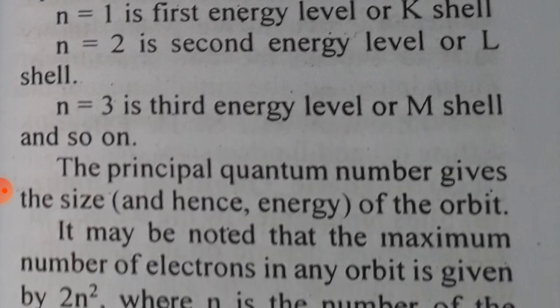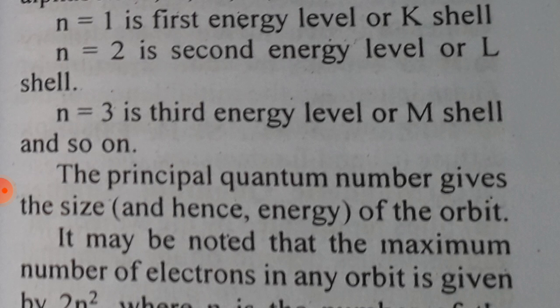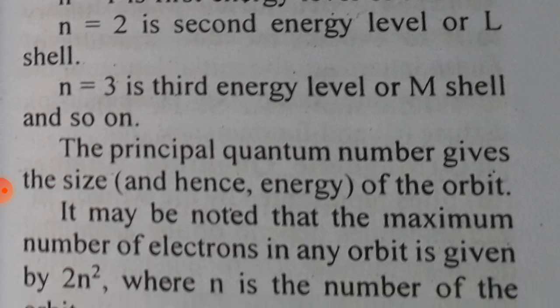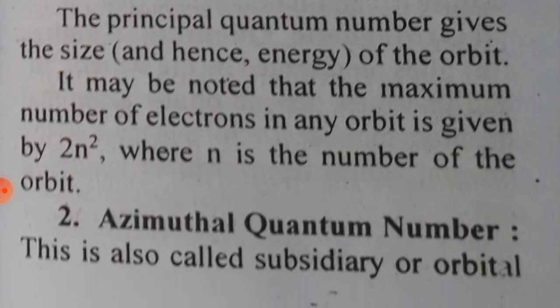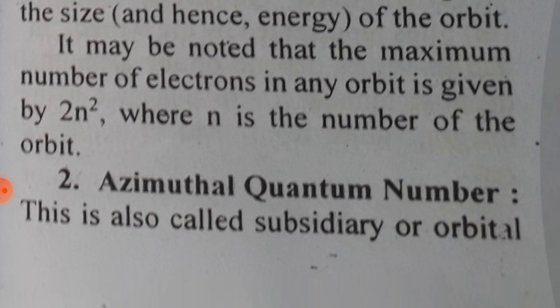n equal to 1 is the first energy level or K shell. n equal to 2 is the second energy level or L shell. n equal to 3 is the third energy level or M shell, and so on. The principal quantum number gives the size and hence the energy of the orbit. It may be noted that the maximum number of electrons in any orbit is given by 2n squared, where n is the number of the orbit.